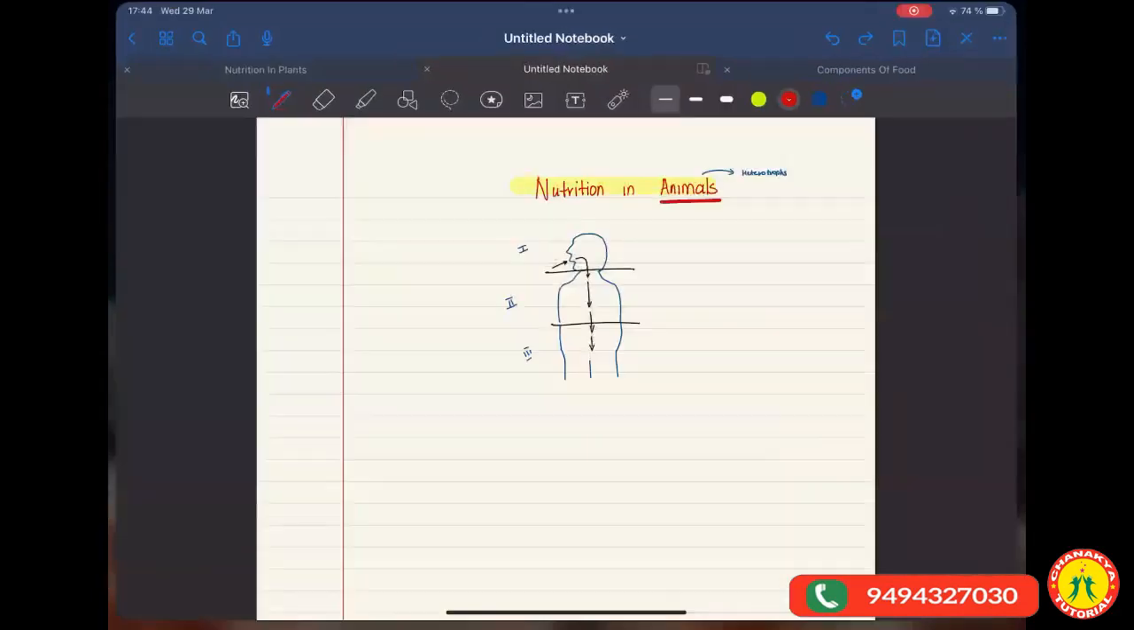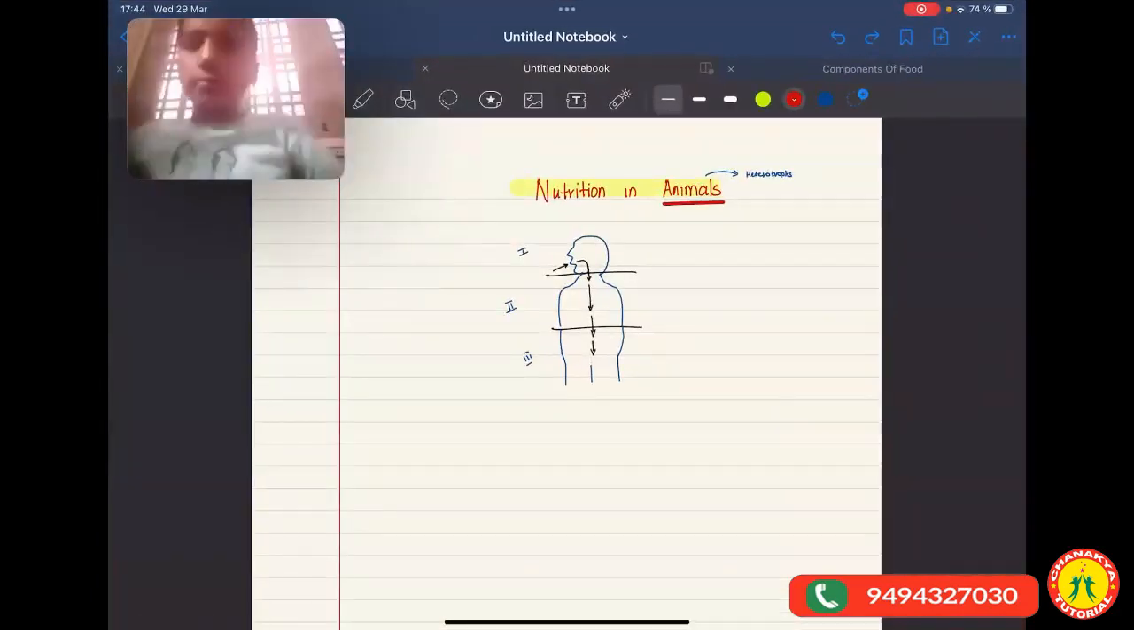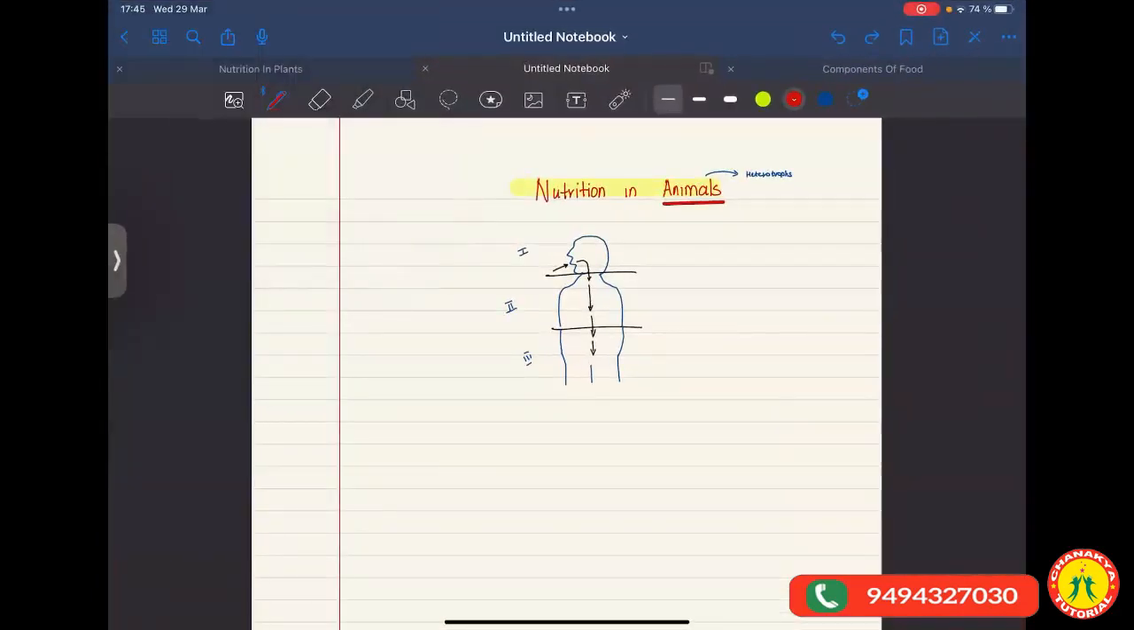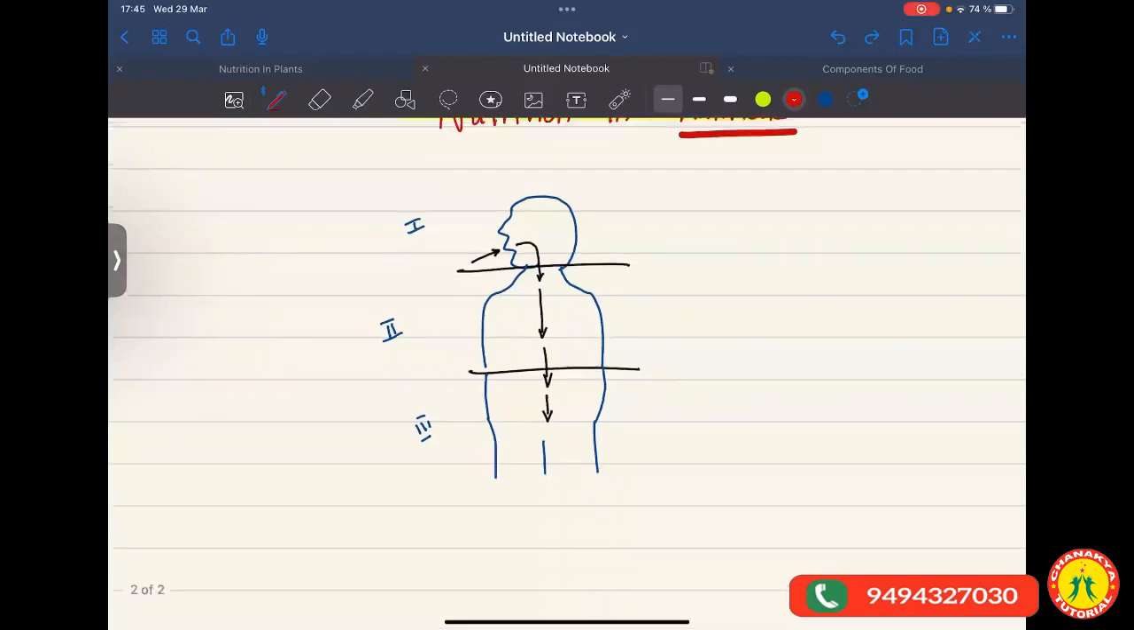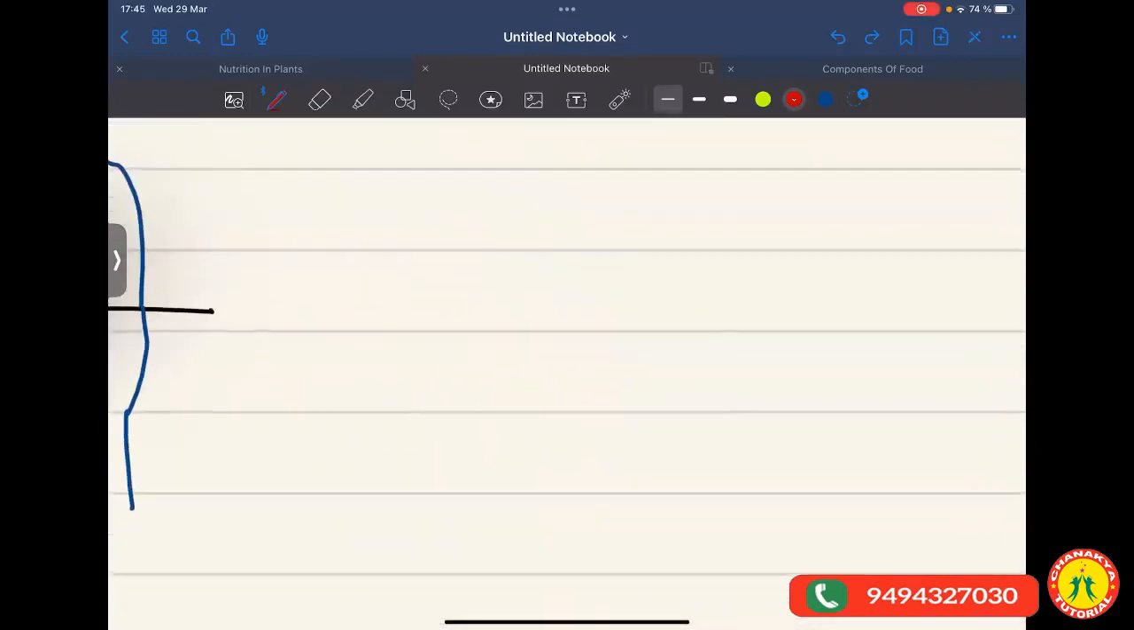Okay. So last class we saw that our body is divided into three main parts. That is the top portion, the middle portion, and the lower abdomen region. Now we're going to see the important parts that are involved in the food that we eat. Let me just clarify it to you.